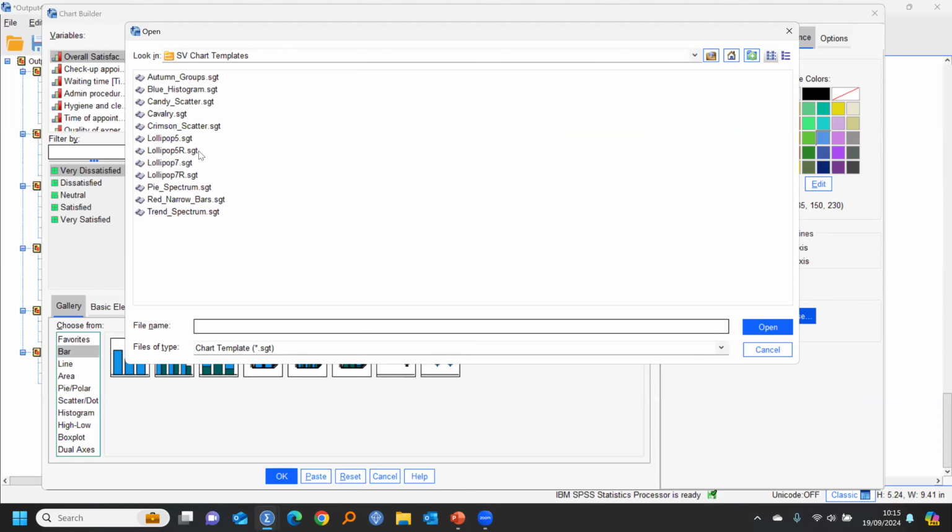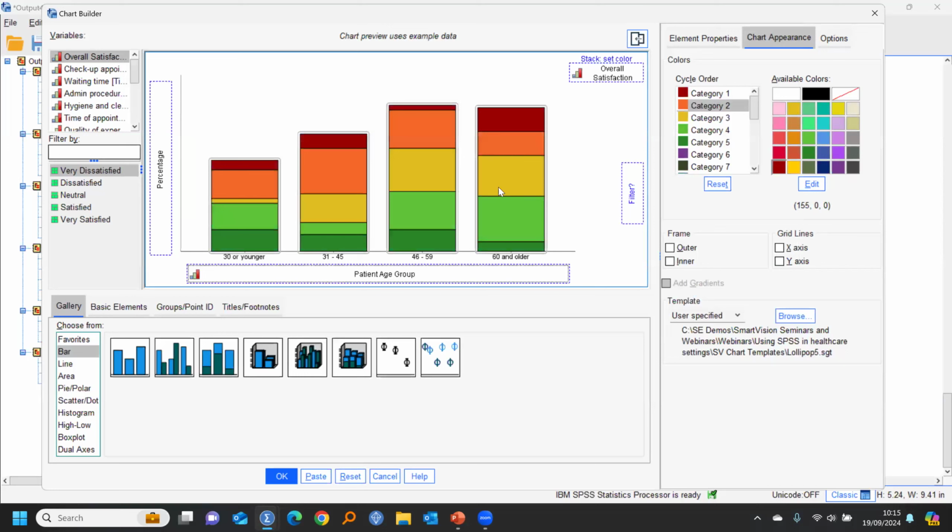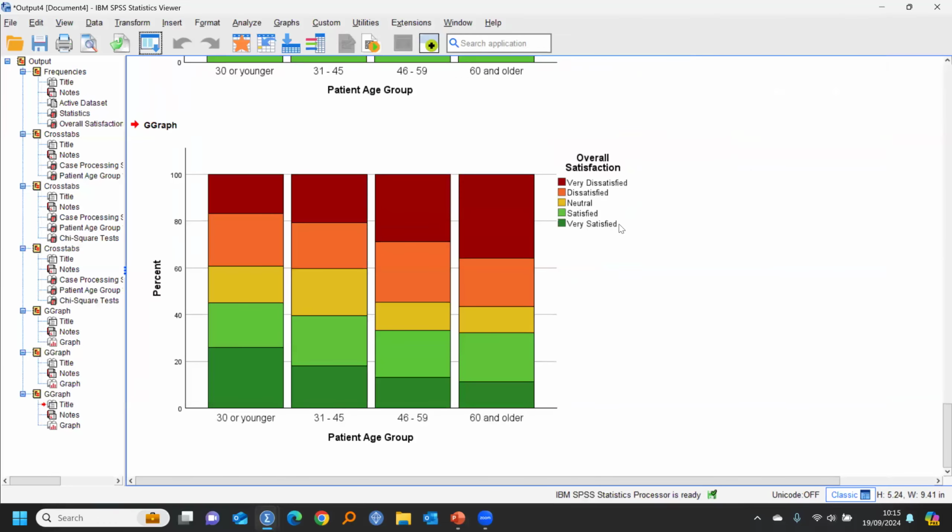So I've got one I use here, called Lollipop. If I click on that, you can see why, because it colors it. It's specifically for ordinal variables, for rating scale variables, where it's going from hot to cool or from red to green, like a traffic light. Clicked OK at that point. And here you can see that very dissatisfied is red and very satisfied is green.